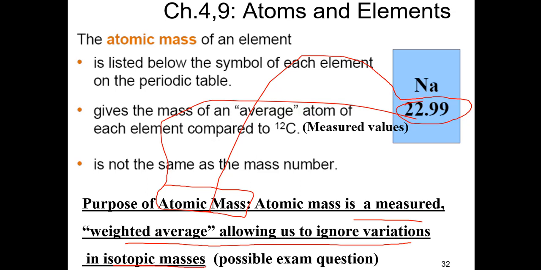So this is a popular exam question that I love asking students. What is the purpose of atomic mass? Make sure you have that definition memorized. By generating all of these atomic masses for each of the elements in the periodic table, we're able to discard worrying about isotopic weights, and it makes our math so much easier.